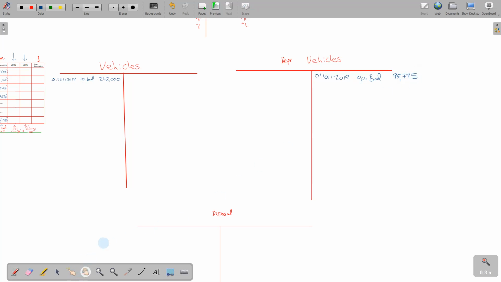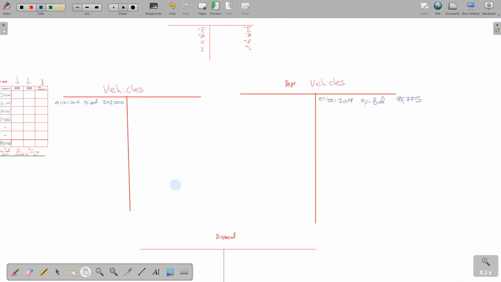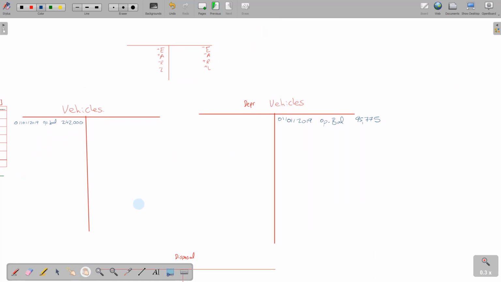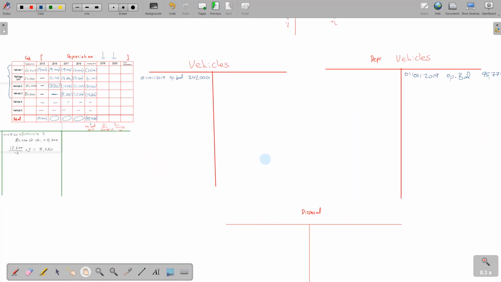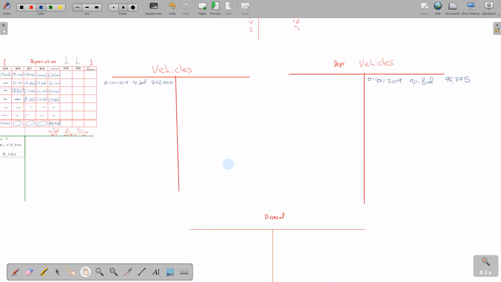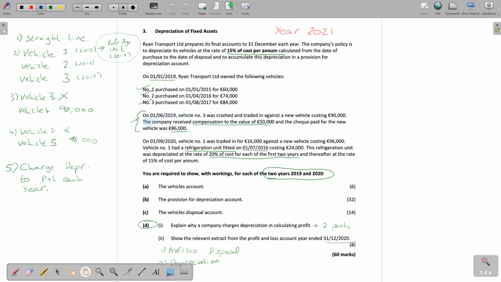So now that is our T accounts for opening balance. So we're now at the beginning of 2019 essentially. So on the 1st of 6th, 2019, vehicle number 3 was crashed and traded in against a new vehicle.